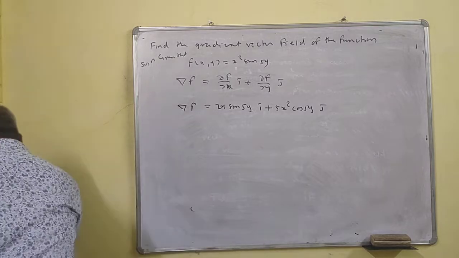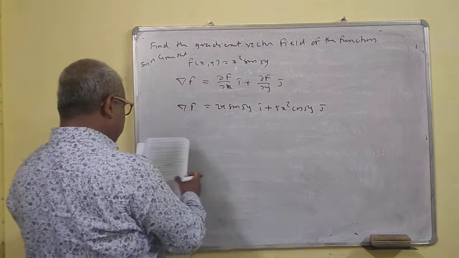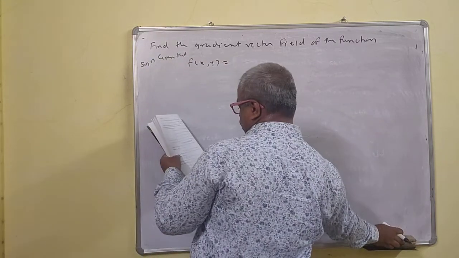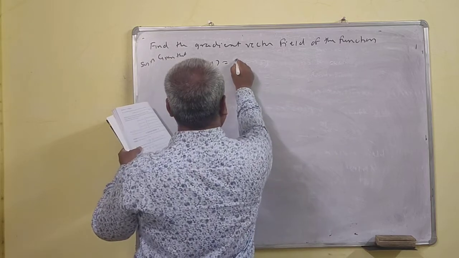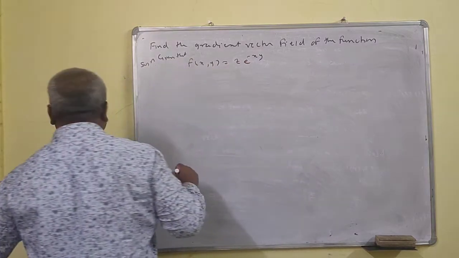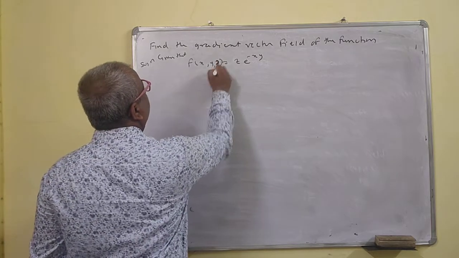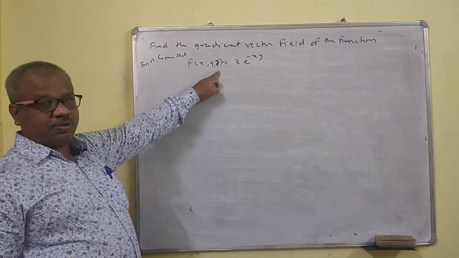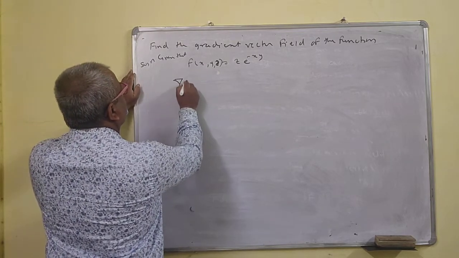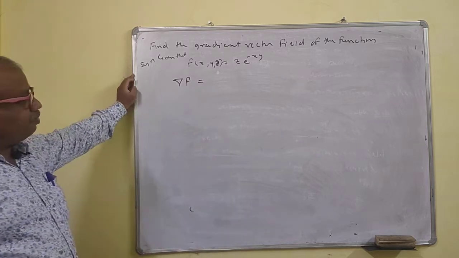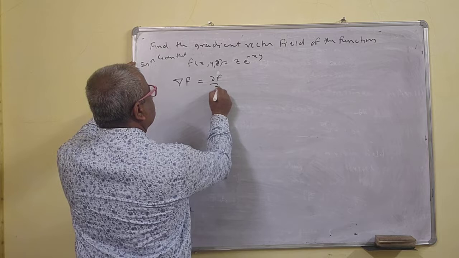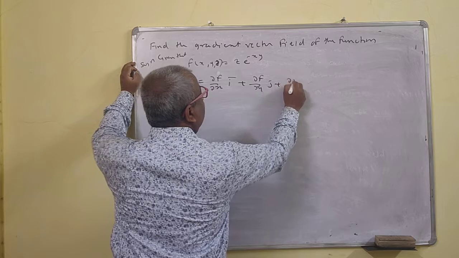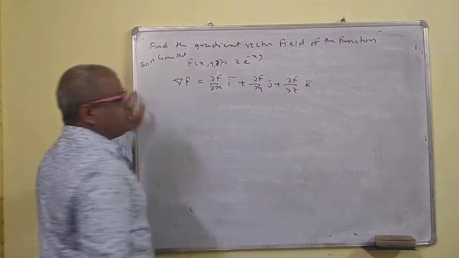Next, find the gradient of the scalar point function f of (x, y, z) equal to z e raised to minus xy. Now there are three components, that means this is a three variable function, this is three dimensional. Solution: by the definition, the gradient of f is the same as del f by del x i bar plus del f by del y j bar plus del f by del z k bar. This is a very simple definition.